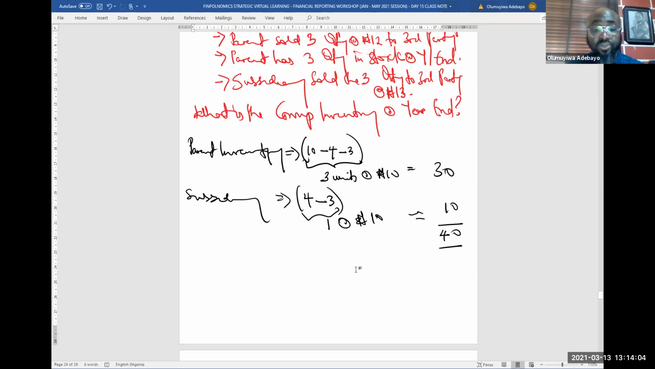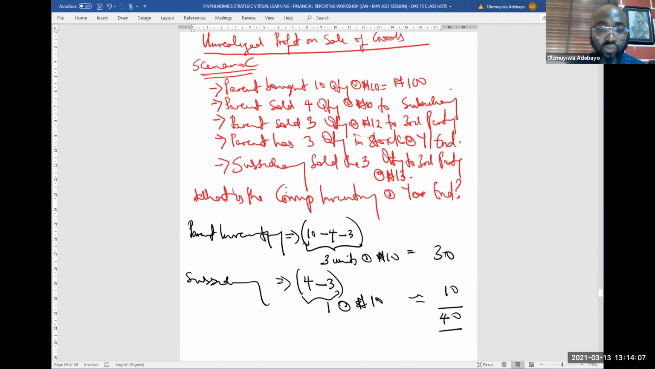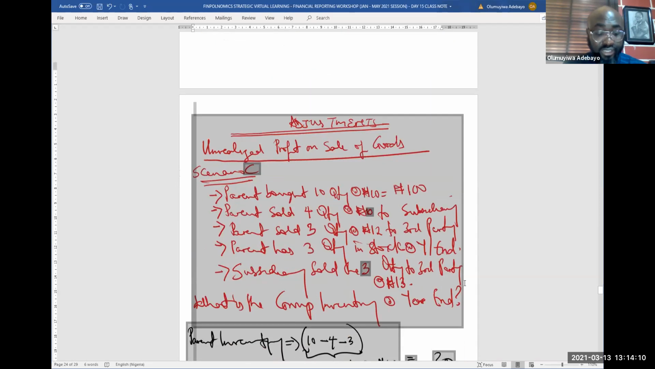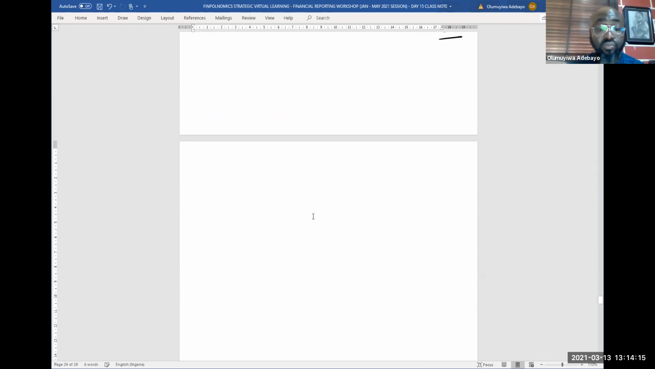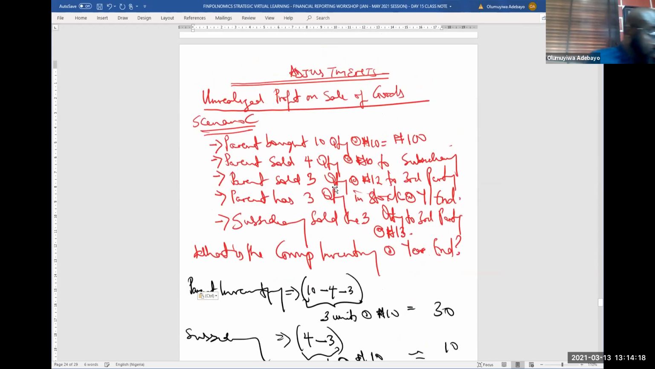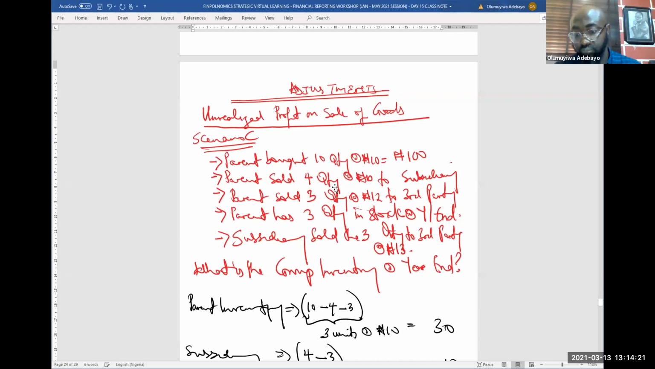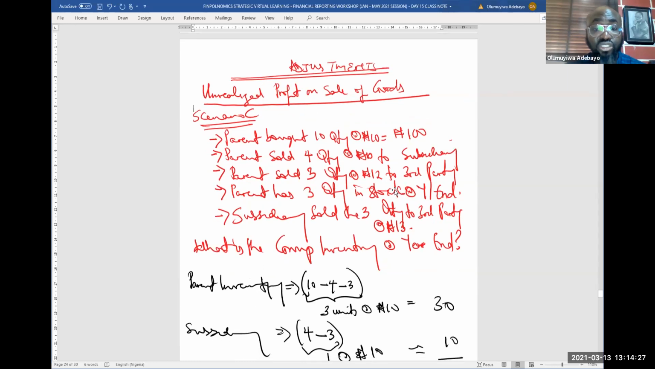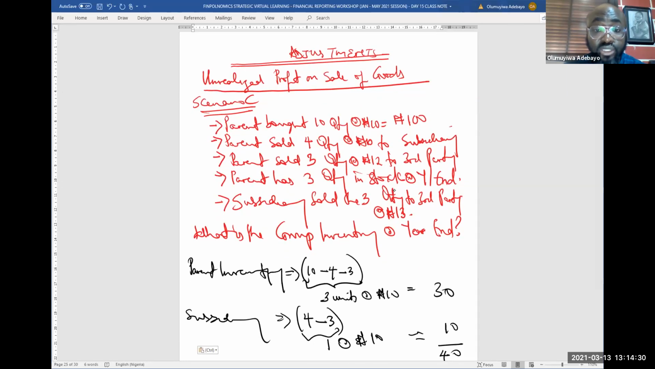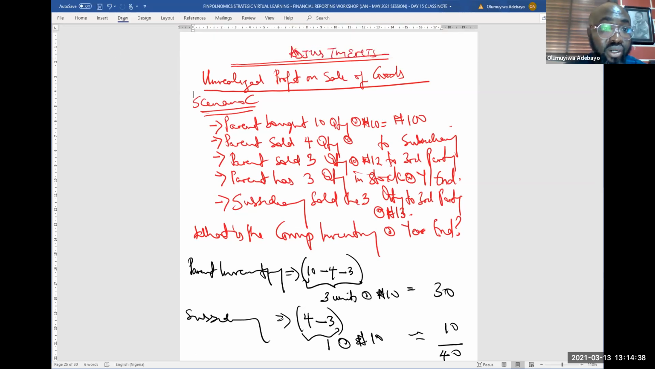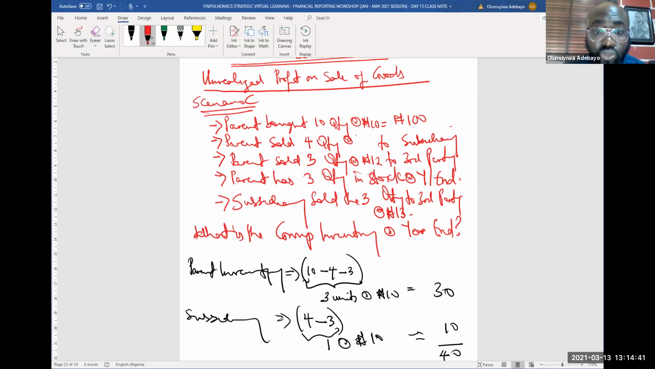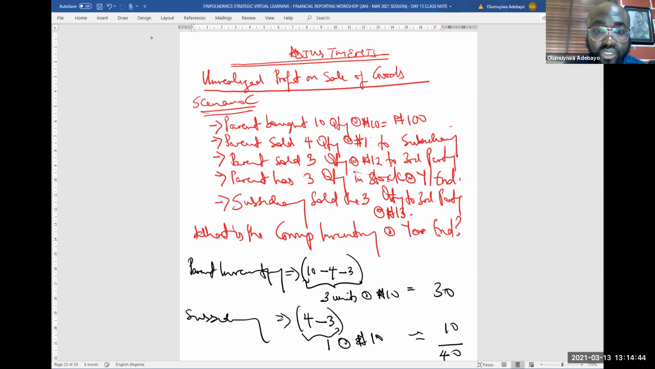Now let's look at scenario D. What is changing in D is that it sold 3 units, but we didn't buy at 10 naira. We bought not at 10 naira, we bought at 11 naira, which is 1 naira above what the parent bought it.